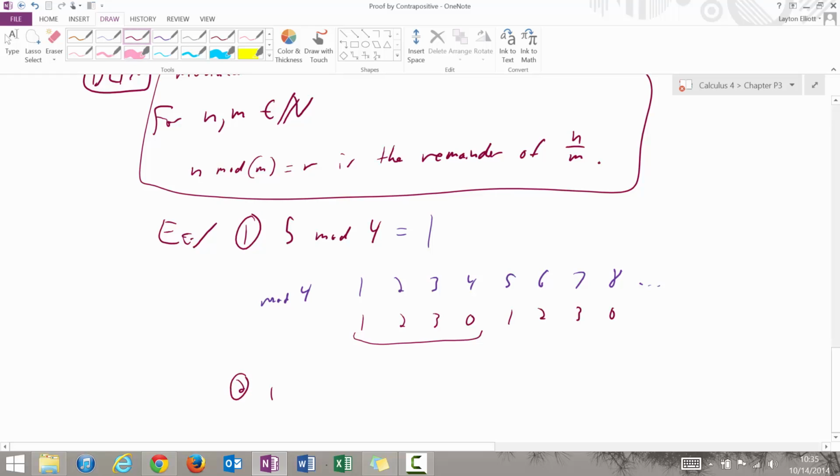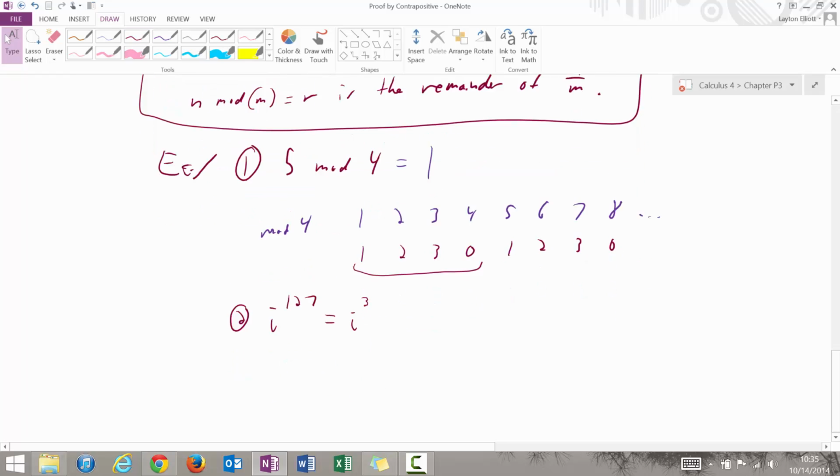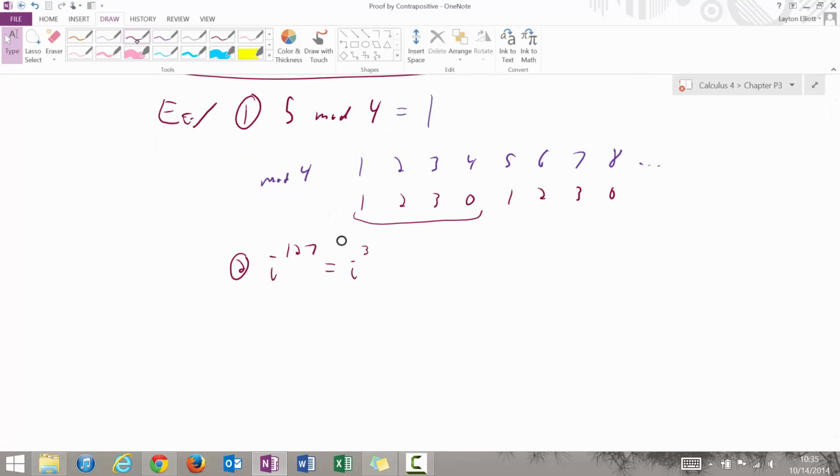If I have i to the 127, I know that that's equal to i to the, well, I look to see what's the multiple of 4 that's before 127, that's 3. This would be equal to i to the third, because if I divided 127 by 4, I'd get a remainder of 3. And by the way, that is equal to -i. But my point there is you've seen modular arithmetic before.